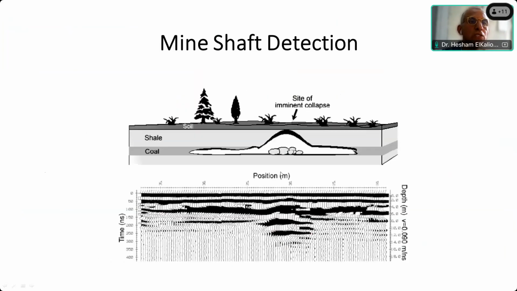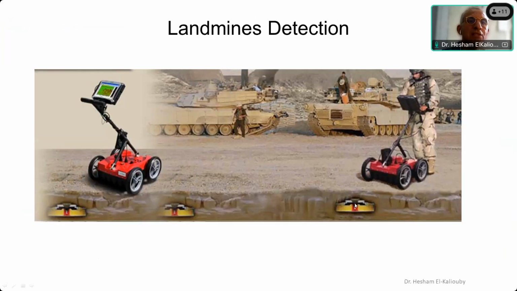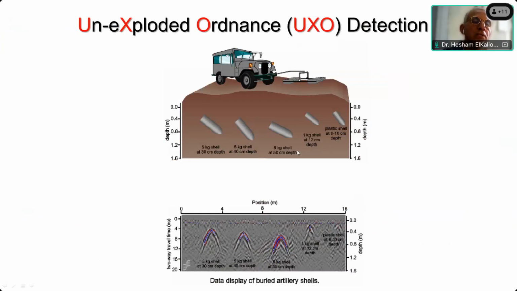Mine shaft detection can also show a hyperbolic shape. Landmine detection, especially anti-tank landmines, which are big in size, can be detected by GPR. Unexploded ordnance detection, UXOs like rockets or bombs that did not explode, are still there as a hazard. So we need to detect these UXOs to clean them up, as they can cause harm to people if they explode.